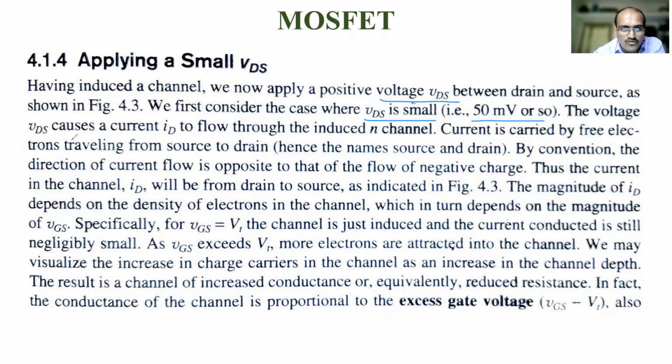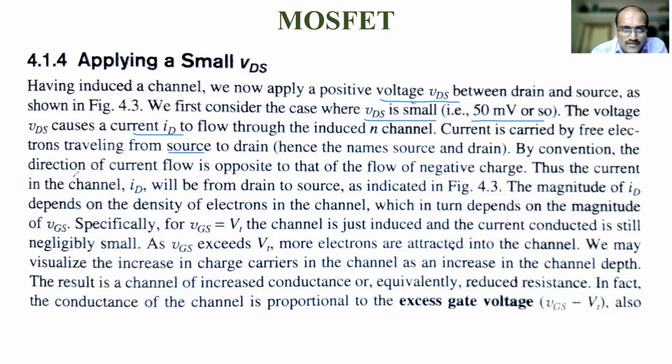The voltage VDS causes a current ID. The channel is formed now, and in that channel the electrons will flow. That flow, or conductivity, we call the current ID, the drain current, flowing through the induced N channel. Current is carried by free electrons traveling from source to drain, hence the names source and drain. By convention, the source is where electrons are drained from, the ground side. That's why the name.